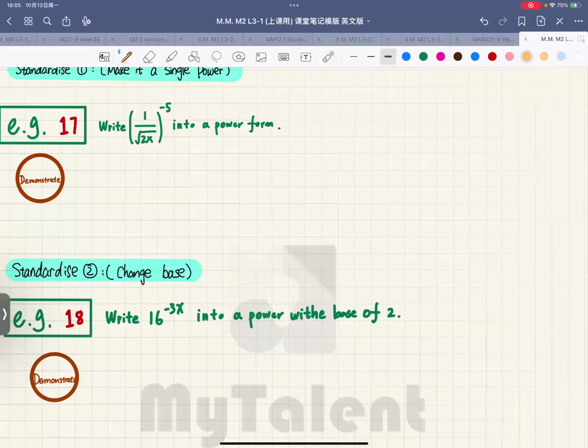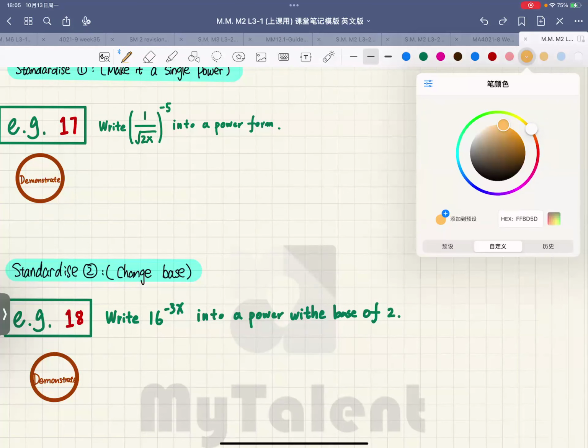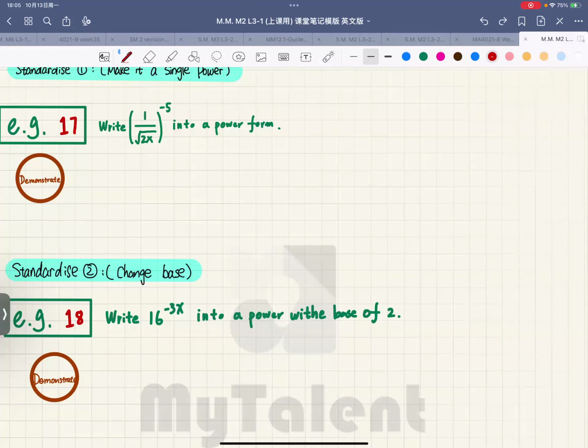Right, this in power form. I'll just quickly go through. So basically, bracket 1 over square root of 2x to the power of -5 is equal to bracket 2x to the power of -1 over 2, to the power of -5, which is equal to 2x to the power of.